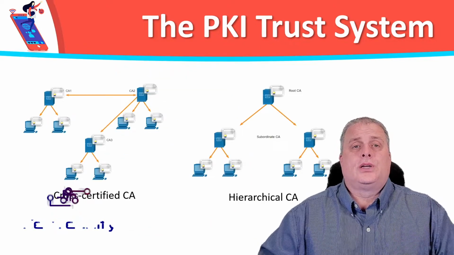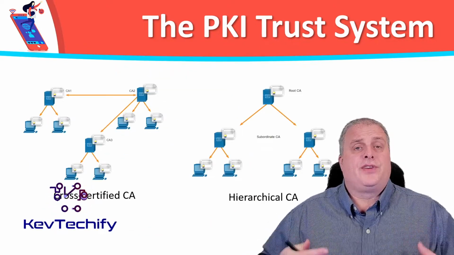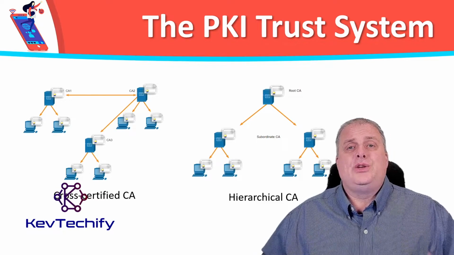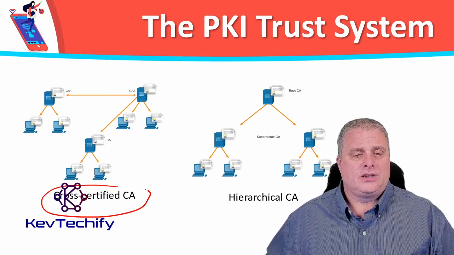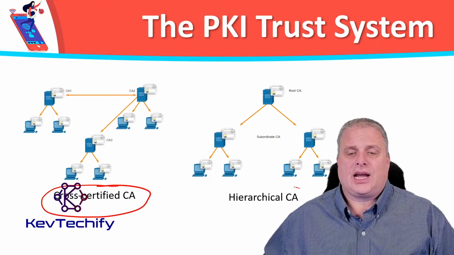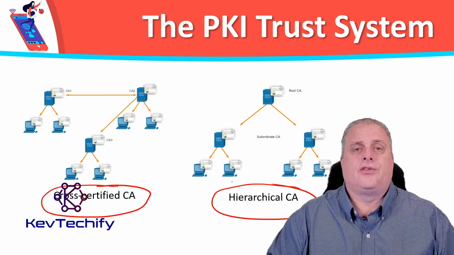On larger networks, public key infrastructure's certificate authorities may be linked using two basic architectures. One is the cross-certified certificate authority, and the other is the hierarchical certificate authority.